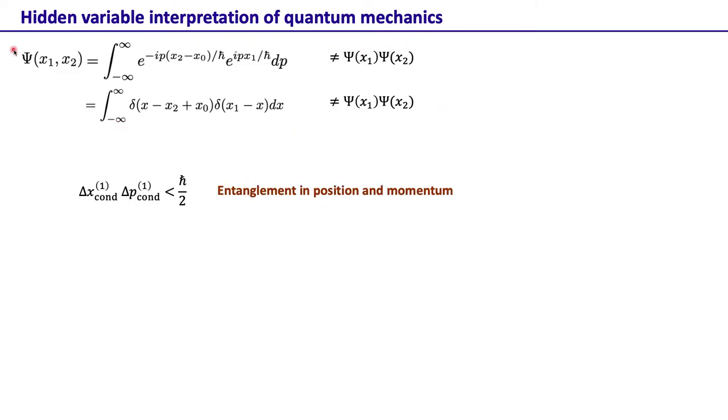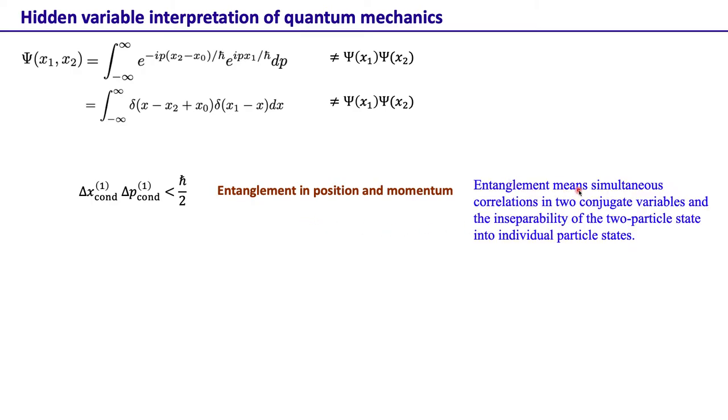In fact, this inseparability of the two-particle wave function and the apparent violation of the conditional Heisenberg uncertainty were the arguments that Einstein, Podolsky and Rosen put forward for saying that quantum mechanics is incomplete. And these arguments are now seen as what's called entanglement within quantum mechanics. Here these arguments were formed for the position-momentum basis, so here we call it entanglement in position and momentum. So entanglement, as we understand now, means simultaneous correlations in two conjugate variables and the inseparability of the two-particle state into individual particle states.